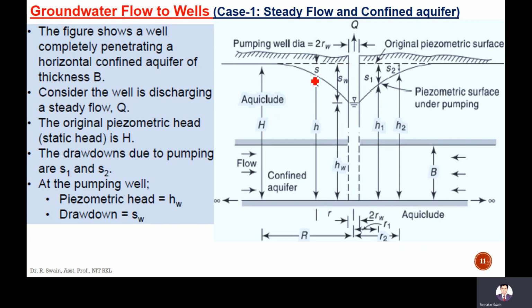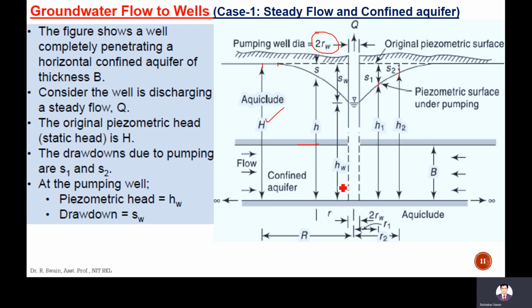Let the drawdown at some distance from the well be S. RW is the radius of the well, and 2RW is the diameter of this pumping well. H1 and H2 are the piezometric heads corresponding to drawdowns S1 and S2 at two different points. The maximum piezometric head, which occurs at this extreme point, is capital H.